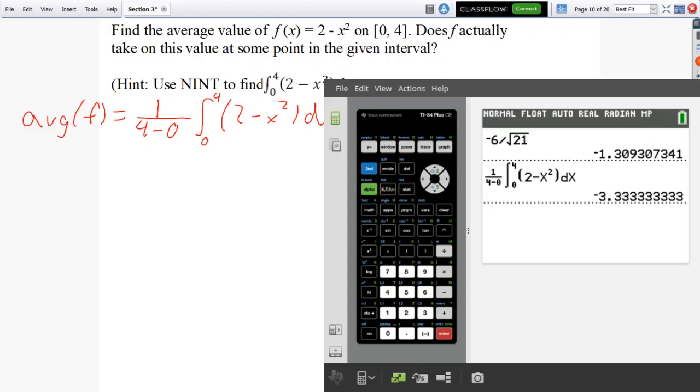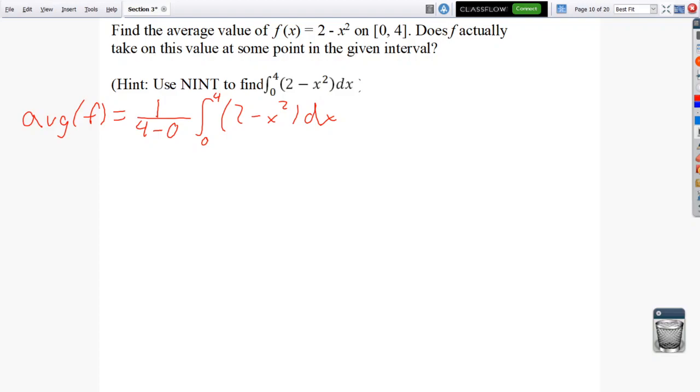It's negative 3.3333 repeating. So again, I see that this is equal to negative 10 thirds. All right, cool. So I found the average value on my interval.